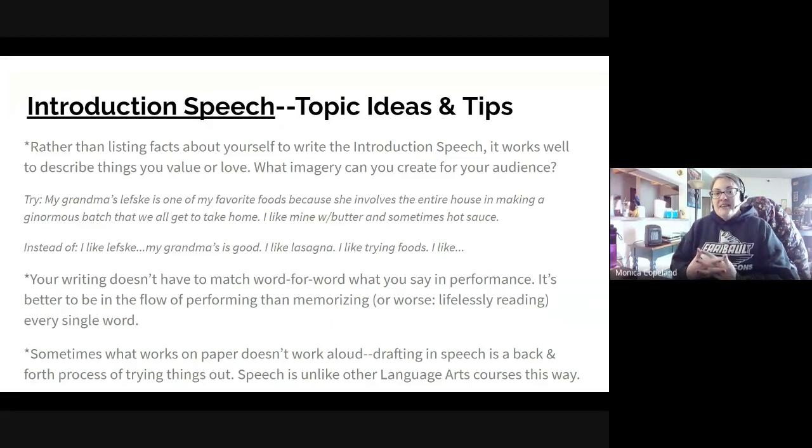Final tip. Sometimes what works on paper doesn't work out loud. That's what makes speech class different from other language arts classes. Our final draft is not a perfect, polished essay. Often, final drafts are messy. You're adding last notes before you perform, what have you. So speech is more about trying things out to see what works than potentially other language arts classes. Let's show you an example of this.